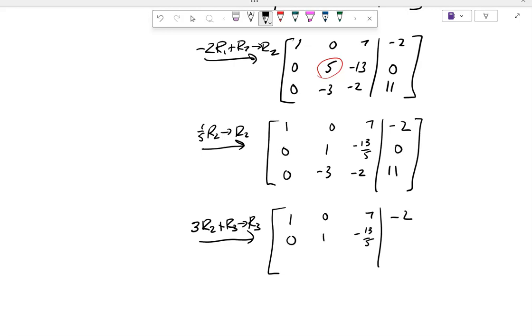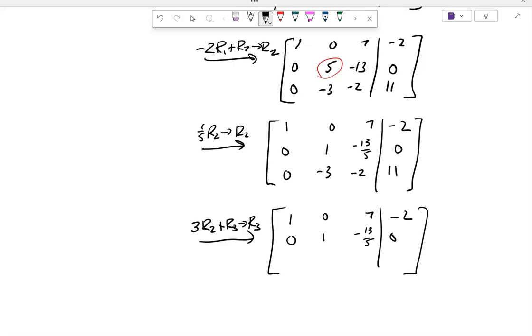Row 1's not even involved. Row 3 is the one we're replacing, so we don't actually change row 2, right? The only row that's getting replaced at this point is row 3. Okay?